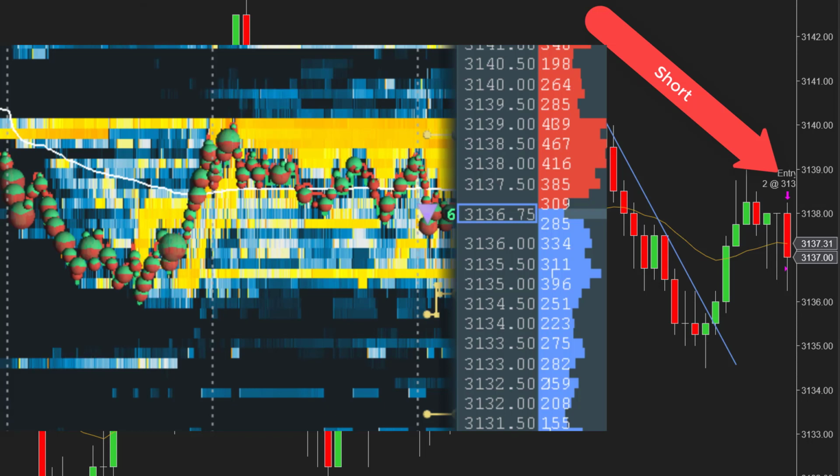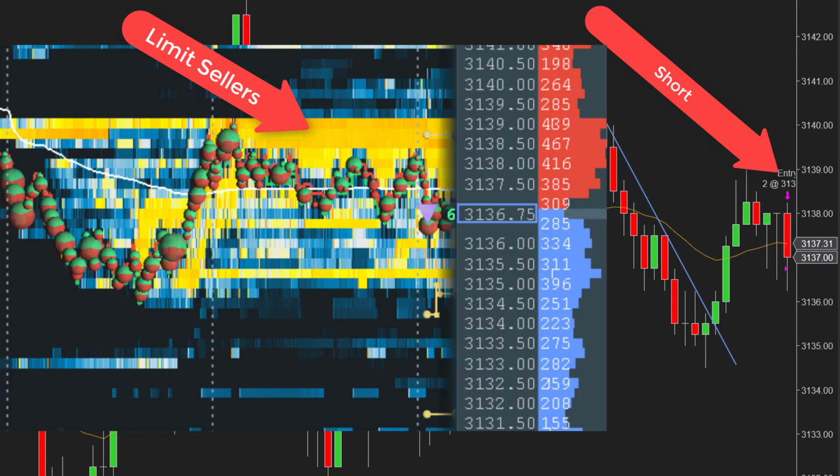What I was looking at is there was this nice little line of resting limit orders on the sell side that I thought would support the continuation of this down trend. Price had bounced off of that resistance a few times. I was expecting the market to continue going down at least a little ways, maybe testing the lows of the day, so I went short.